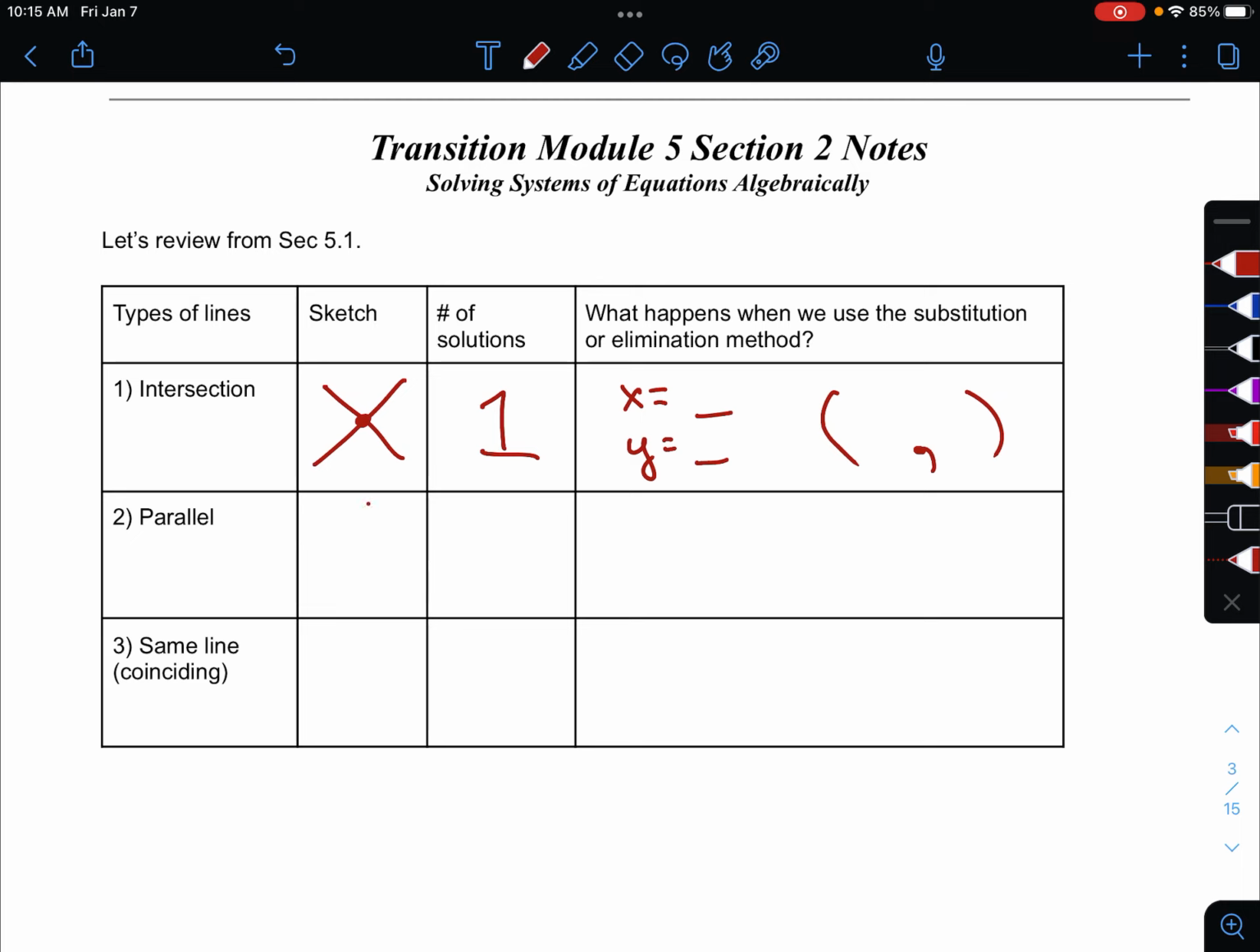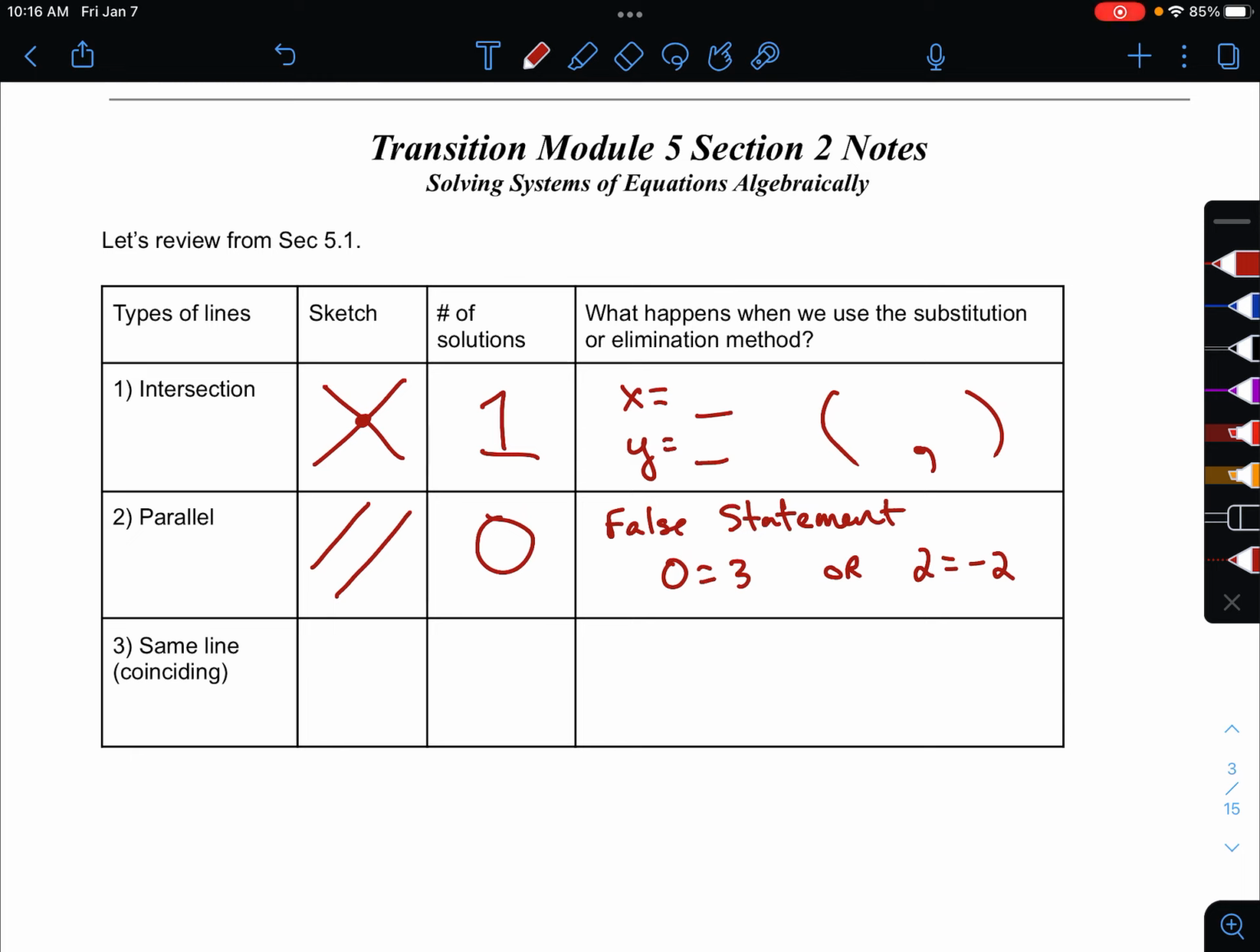Now, what happens when the two lines are parallel? I think we talked about that the other day. What happens if the two lines are parallel? Where do they hit? Never. There are no solutions. So what happens when you're working with algebra is you're going to get a false statement when you work these problems out. So you might get 0 equals 3 or 2 equals -2, which is not true, right? So that's how we know that the answer is no solution, no solution.